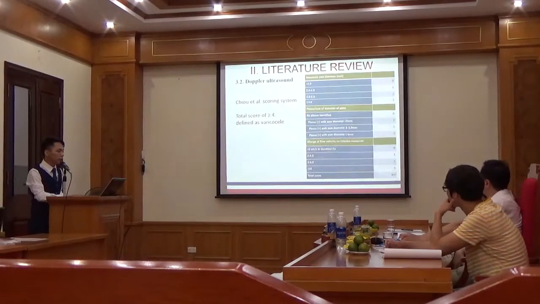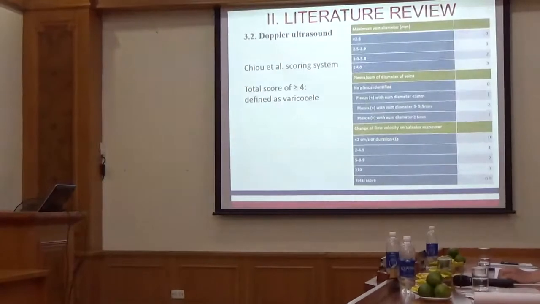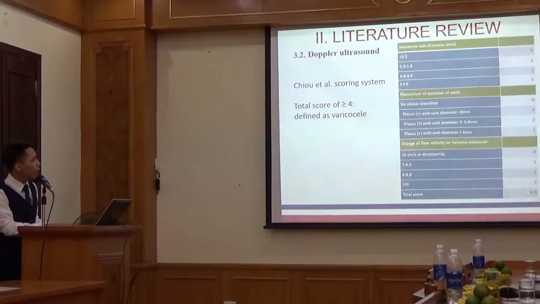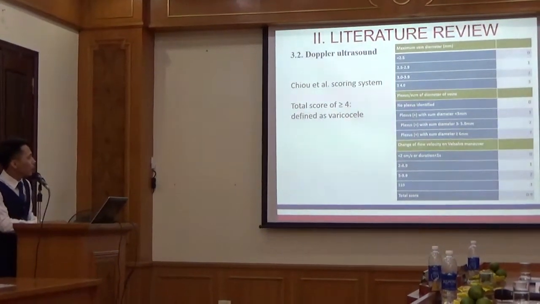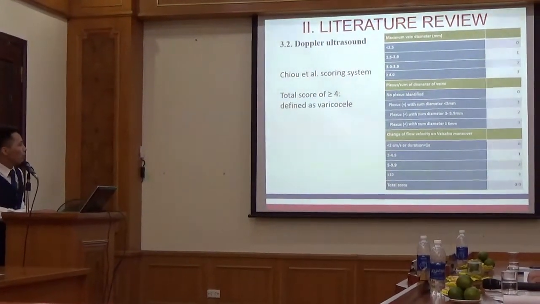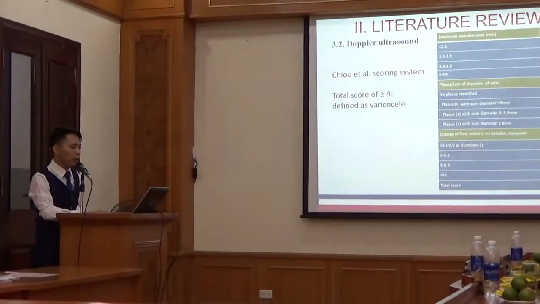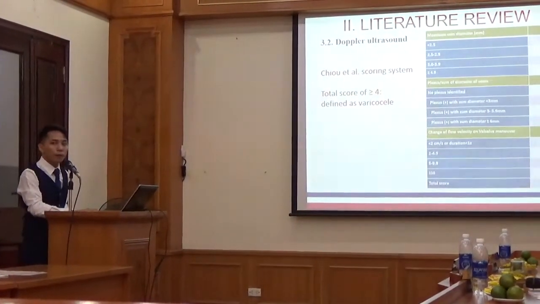About the Doppler ultrasound, we use the Chiou scoring system that is based on 3 main parameters: the maximum vein diameter, the plexus sum of diameter of veins, and change of flow velocity with Valsalva maneuver. If the total score is greater than or equal to 4, we can define it as varicocele.